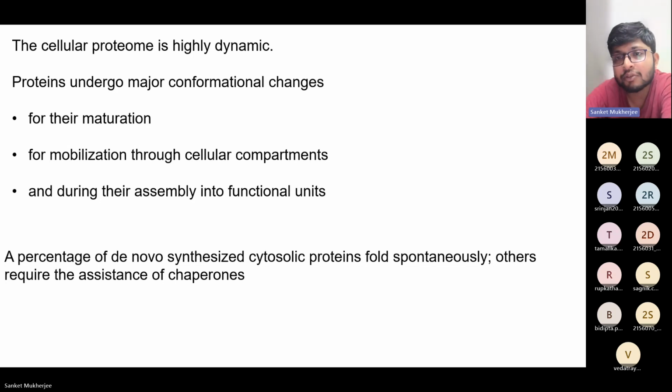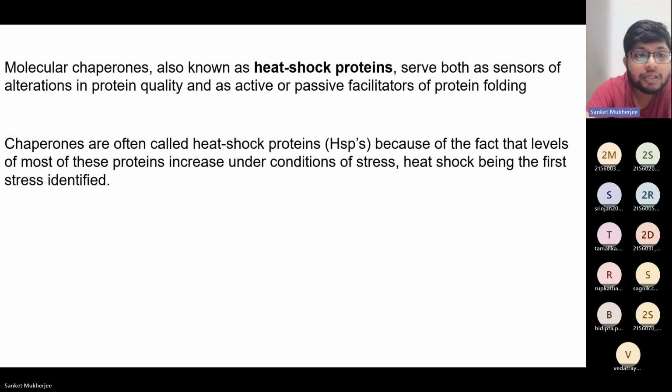You have heard about these molecular chaperones? How do they help? What's their role? They are involved in proper folding of the protein structure, that is correct, during post-translational modification. So essentially, that is what is written. A small part of the synthesized proteins do not require chaperones, but most of them do. So we will see how a chaperone works.